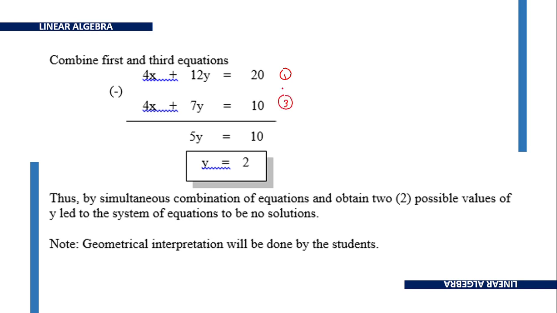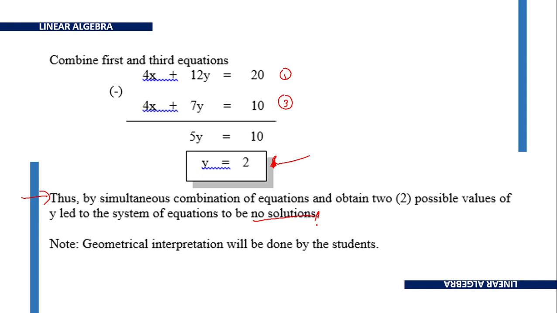So, anong ginawa dito? Bakit meron namang value ng y? Kailangan kasi nating ipakita, since example siya ng no solution, na magkaroon pa ng value ulit ng y, kasi hindi pwedeng magkaroon ng dalawang value yung iisang variable. Kung mapapansin nyo dito, may nakasulat: Thus, the simultaneous combination of equations and obtain two possible values of y led to the system of equations to be no solution. Okay? So, walang solution.